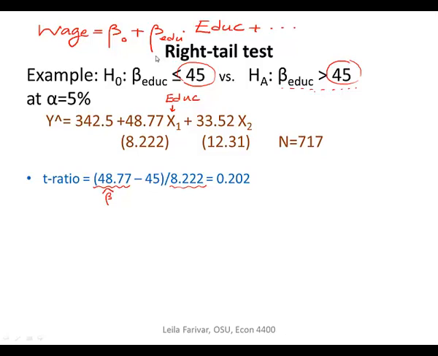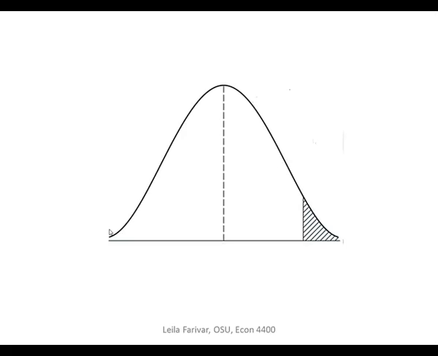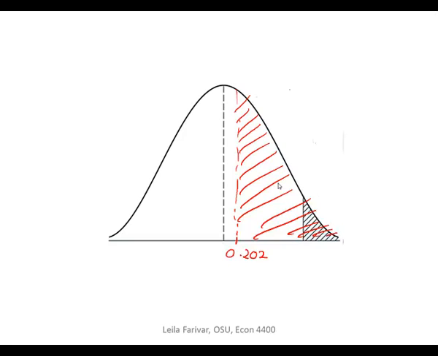Now go back to the p-value. This is a right tail test. The p-value would be the area to the right of this number. If this is my graph, 0.202 will be somewhere here close to 0. To the right of this value, look at the area. This whole area would be the p-value for this test.